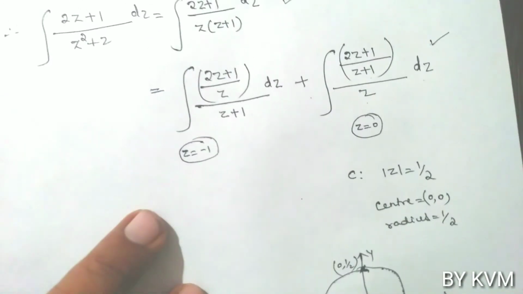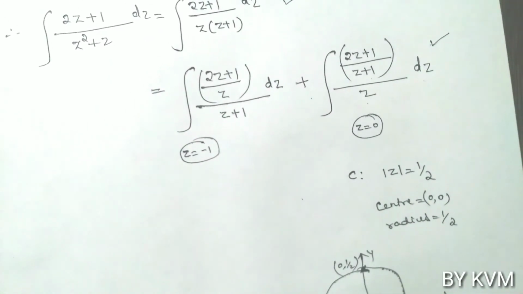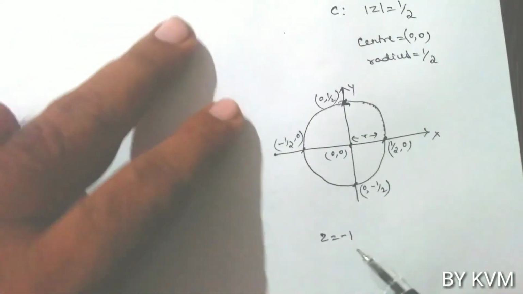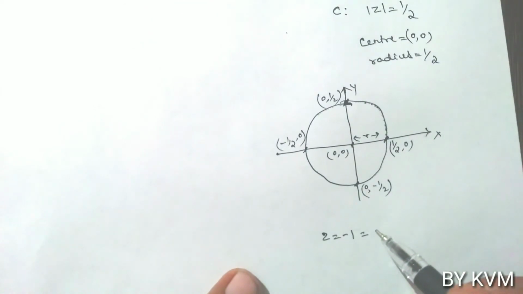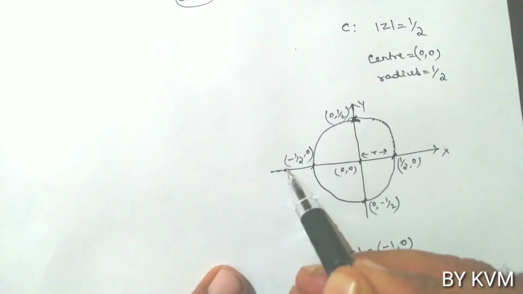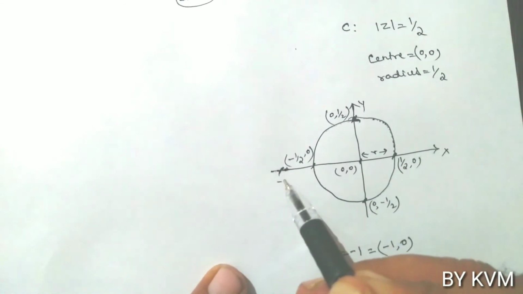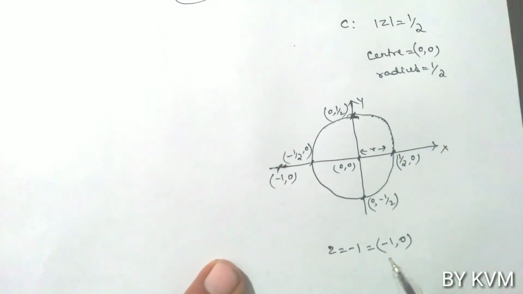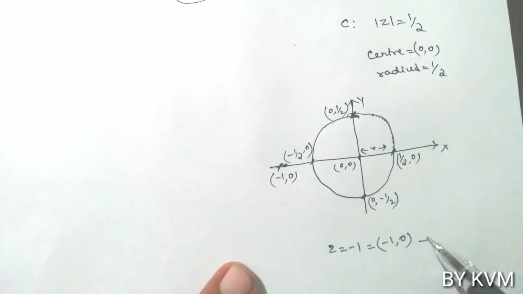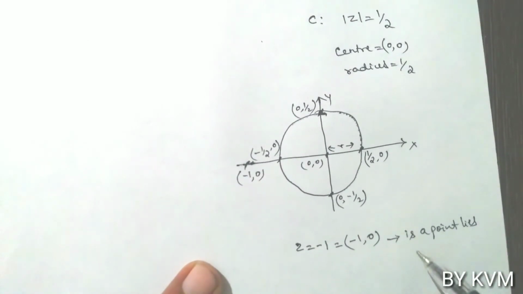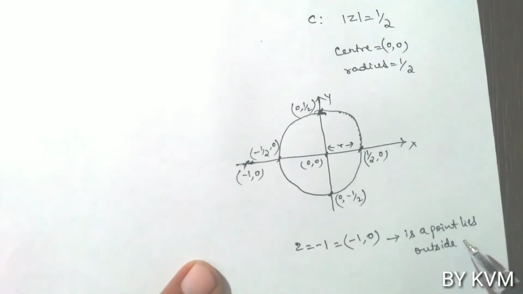Now in the first integral z equals minus 1 is the singular point. So now check whether this point lies inside the circle or outside the circle. So z equals minus 1 means minus 1, 0. So it comes somewhere here. So this is minus 1, 0. So it lies outside the circle. So this point lies outside the circle.